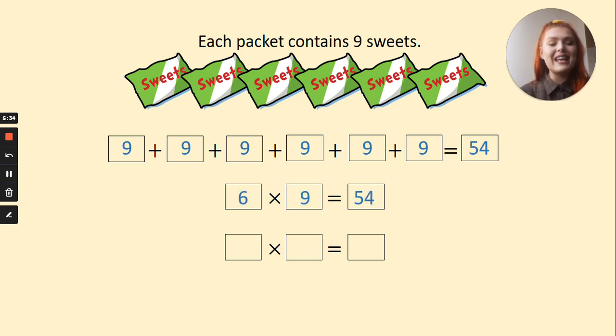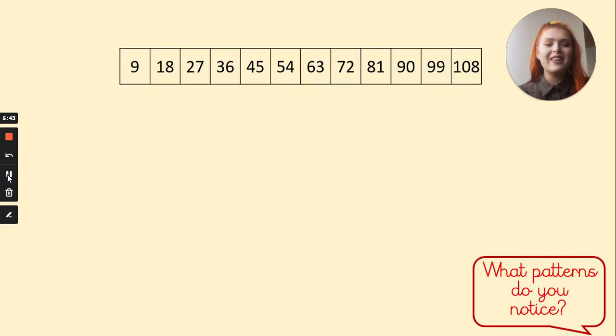We have 6 times 9 equals 54 and 9 times 6 equals 54. The number track at the top shows us the 9 times table. 9, 18, 27, 36, 45, 54, 63, 72, 81, 90, 99 and 108. I want you to have a think about the patterns you notice about the 9 times table.